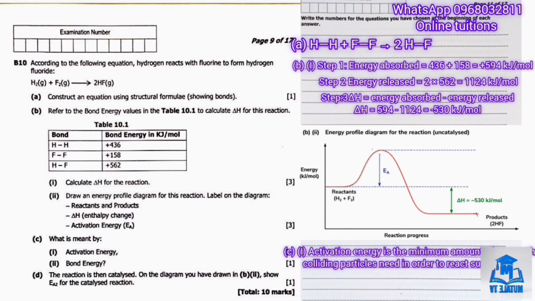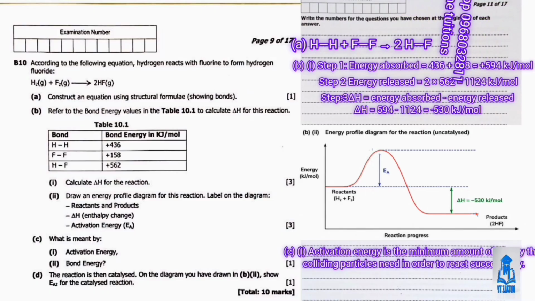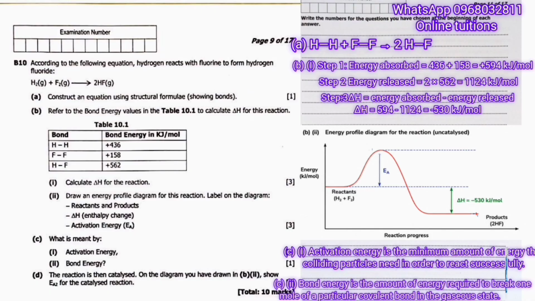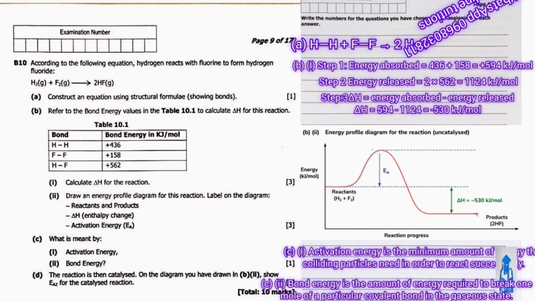Then part C2 asks what is meant by the term bond energy. So bond energy is the amount of energy required to break one mole of a particular covalent bond in the gaseous state.